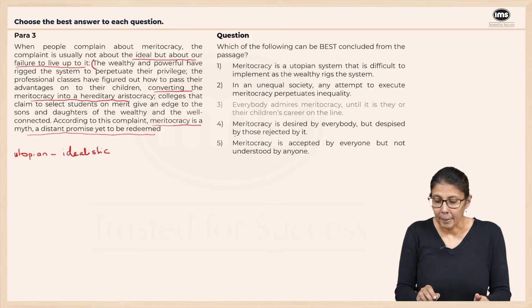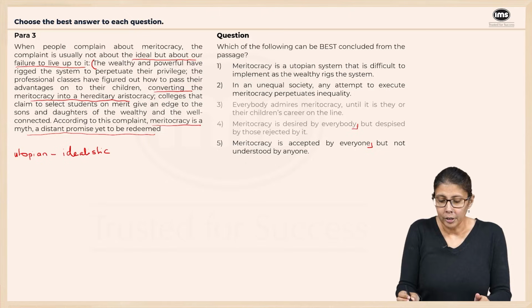The fourth one, meritocracy is desired by everybody but despised by those rejected by it. Till here, it seems to be correct. Despised by those rejected by it, it doesn't talk about meritocracy rejecting anyone, and it definitely does not say that anyone despises meritocracy. So, I thought this option is easy to eliminate. The fifth one, meritocracy is accepted by everyone. Again, till here it's all good, but not understood by anyone. See, it is the practice of meritocracy that is a problem.